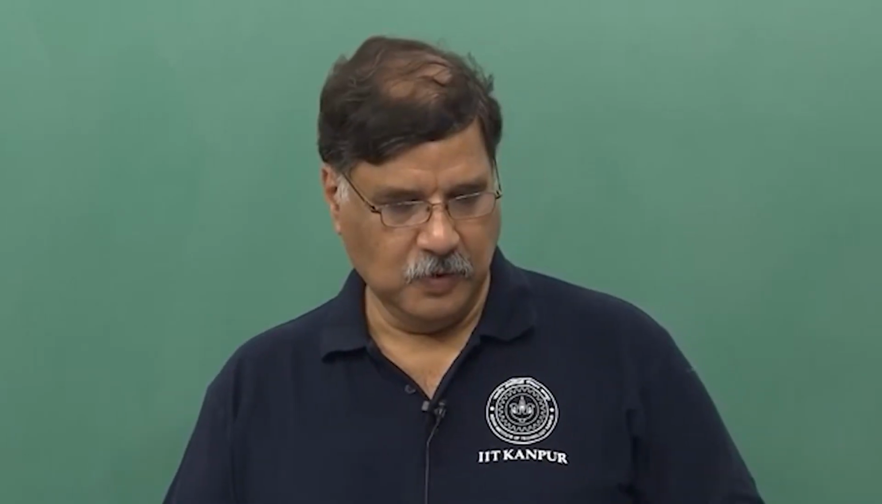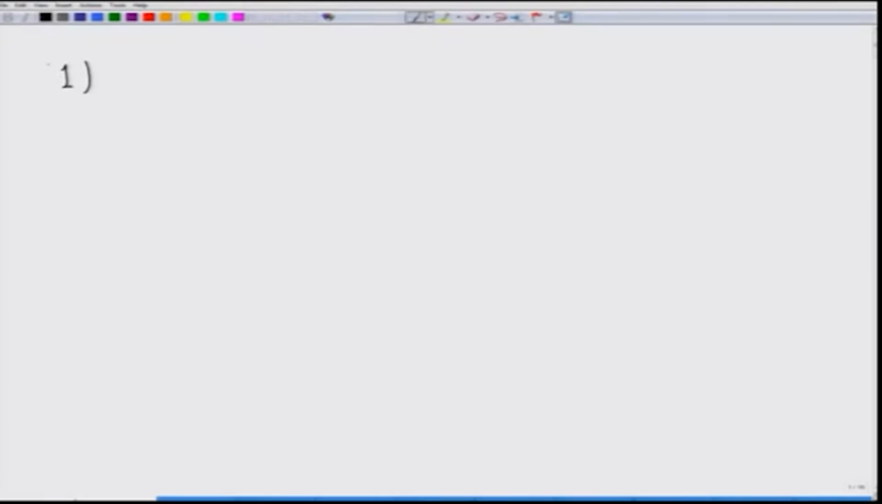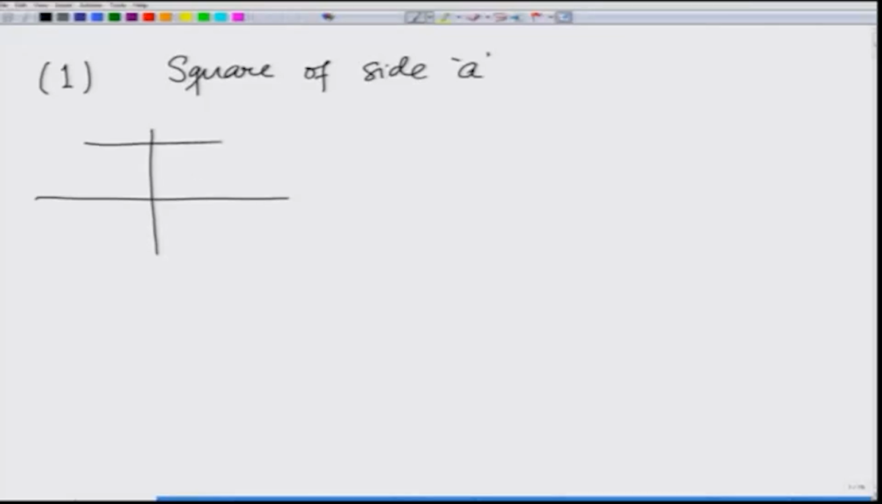In this lecture, we calculate moments and products of inertia of some simple geometric figures. To start with, let us take a square of side a and calculate the moment of area and product of area of the square. The side is a. Let this be the x axis and let this be the y axis.